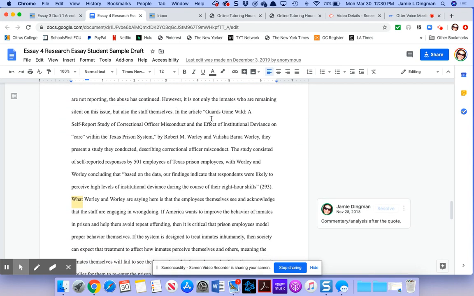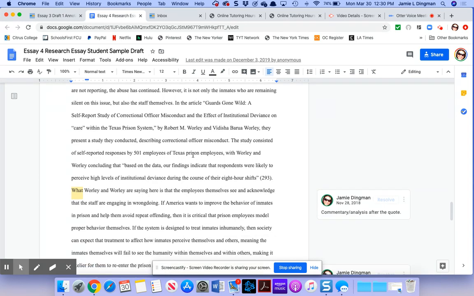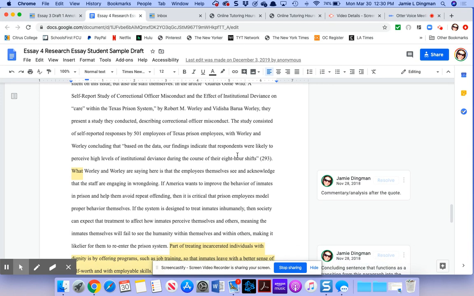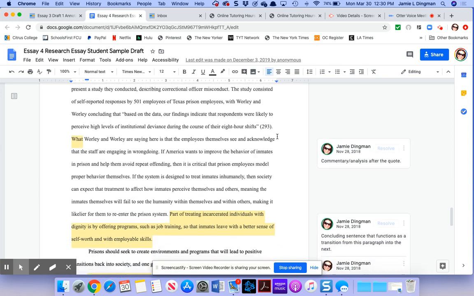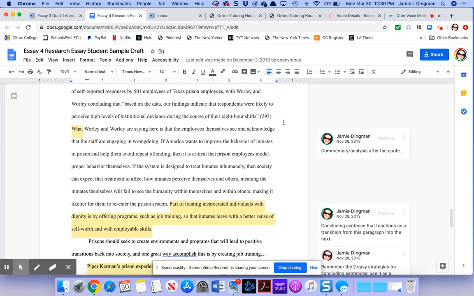In the article, Guards Gone Wild: A Self-Report Study of Correctional Officer Misconduct and the Effect of Institutional Deviance on Care within the Texas Prison System by Robert M. Worley and Vidisha Barua Worley, they present a study they conducted describing correctional officer misconduct. The study consisted of self-reported responses by 501 Texas prison employees, with Worley and Worley concluding that, quote, based on the data, our findings indicate that respondents were likely to perceive high levels of institutional deviance during the course of their 8-hour shifts.